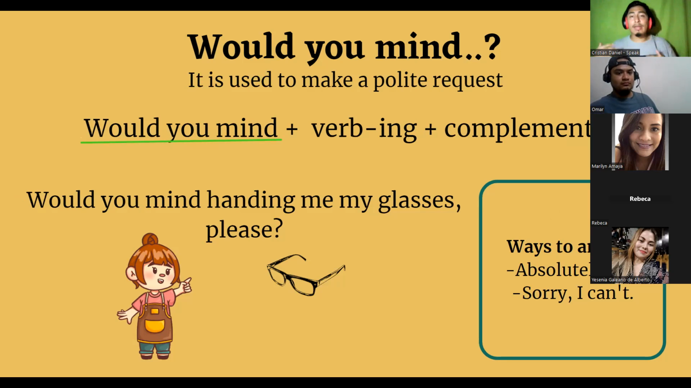Omar, read all the information about would you mind. Sure, teacher. Would you mind? It is used to make a polite request. The structure is would you mind plus verb ing plus complement. And the example is, would you mind handing me my glasses, please? And the information in the box, ways to answer: absolutely not. And sorry, I can't.